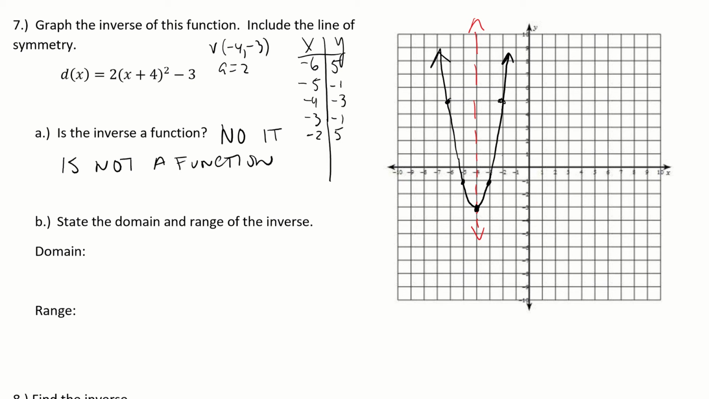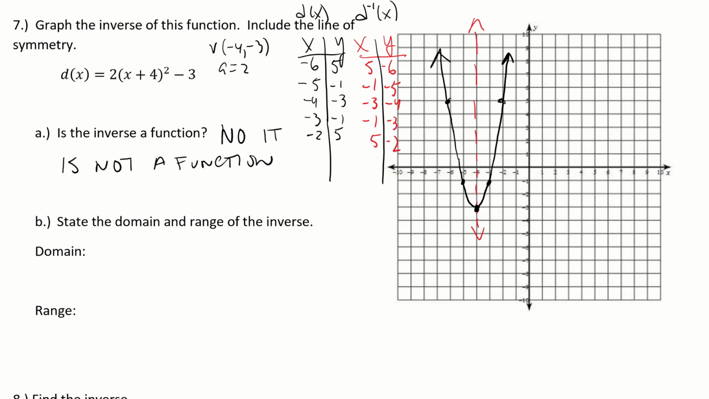Alright, so the deal is, this is my d of x, right? That's d of x. So if I want the inverse of this, what I have to do is simply, let me use a different color so we know we're talking something different. I just have to switch. So this would be 5, -6, -1, -5, -3, -4, -1, -3, and 5, -2.